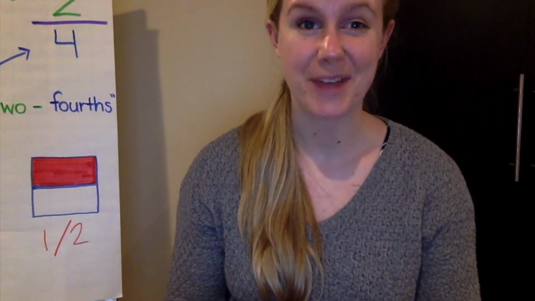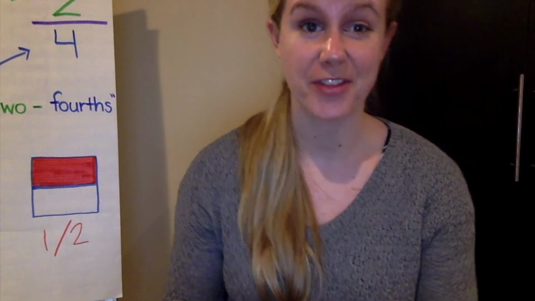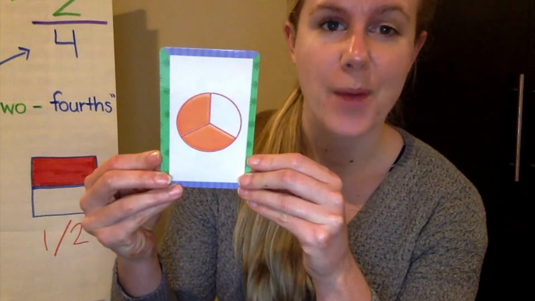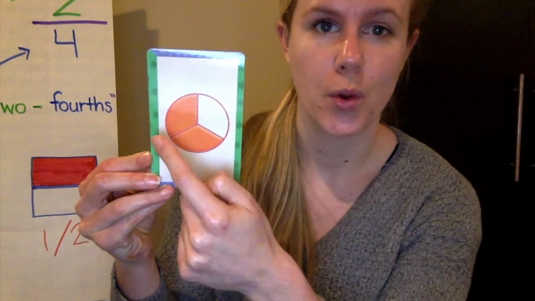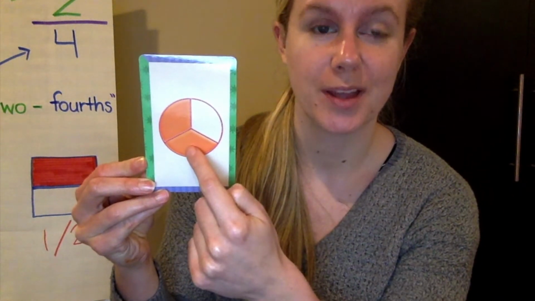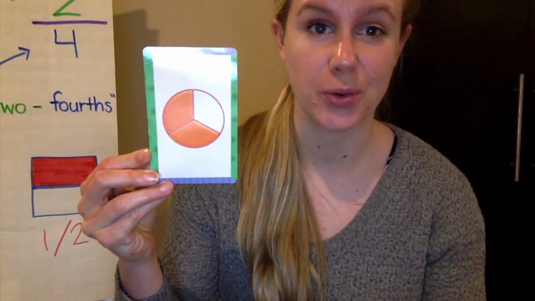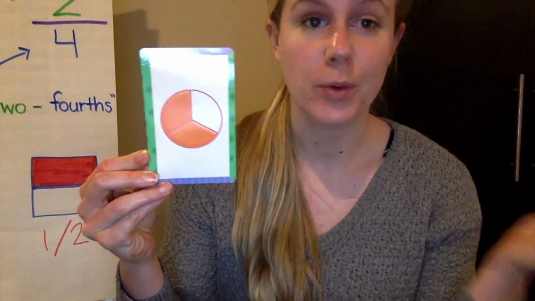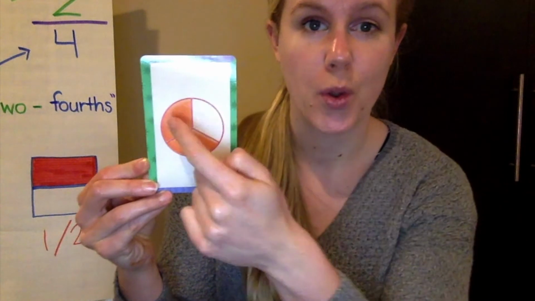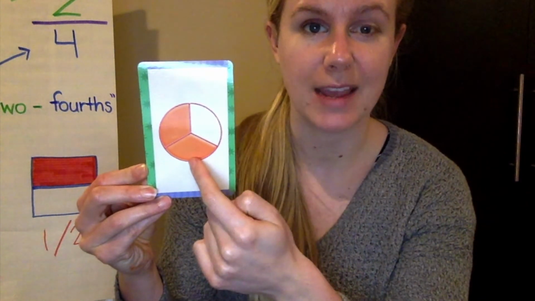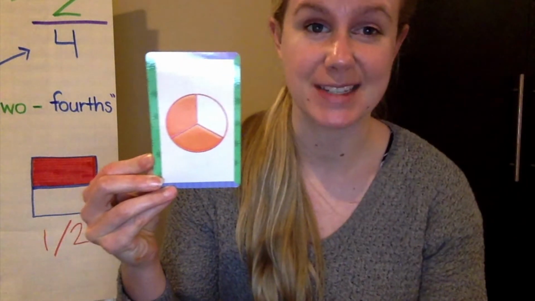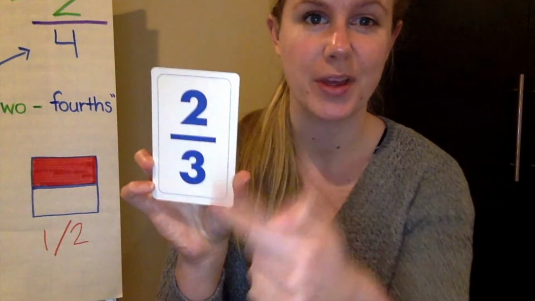Let's do a speed round. See how fast you can figure out the fraction. How many parts are shaded in? 1, 2. The number at the top is going to be 2. How many equal parts are there in total? 1, 2, 3. The number at the bottom is going to say 3. Let's say the fraction. 2/3.